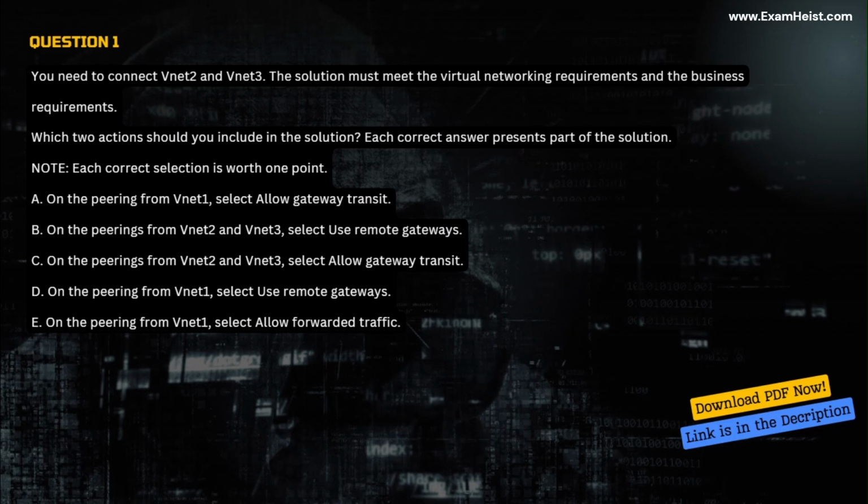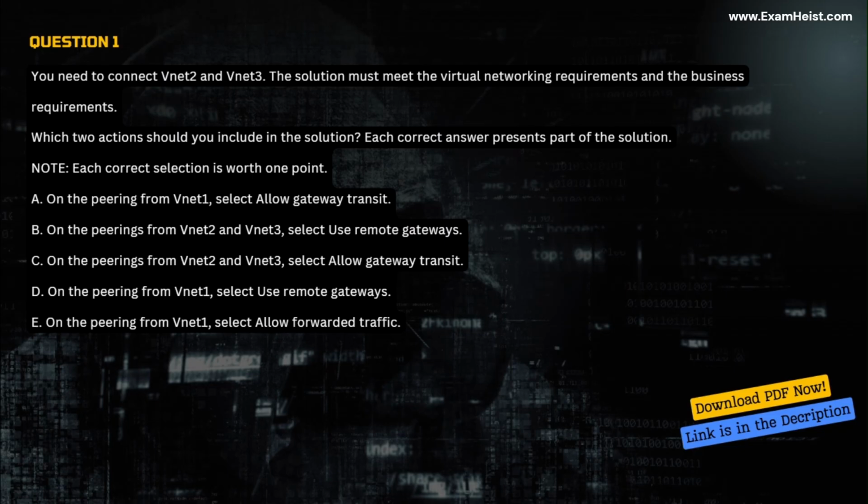Question 1. You need to connect VNet 2 and VNet 3. The solution must meet the virtual networking requirements and the business requirements. Which two actions should you include in the solution? Each correct answer presents part of the solution. Note, each correct selection is worth 1 point.